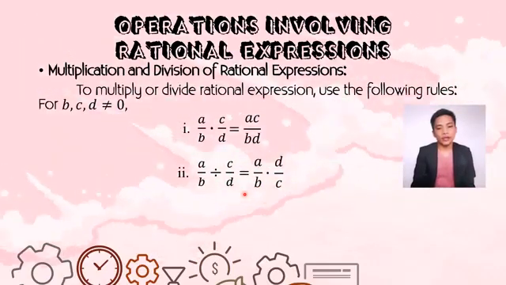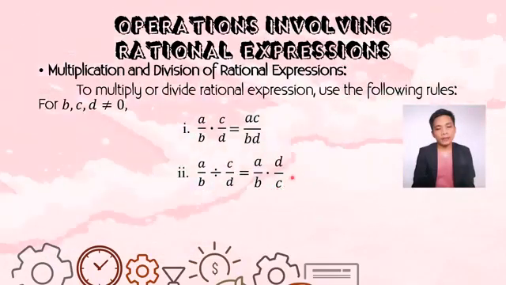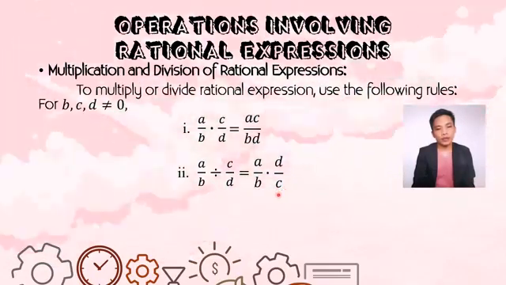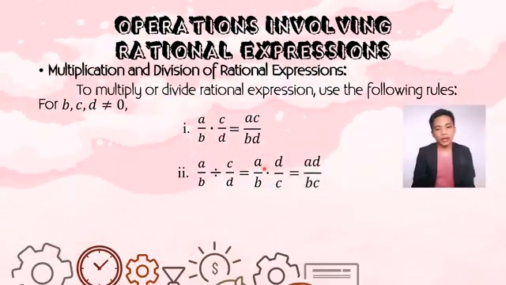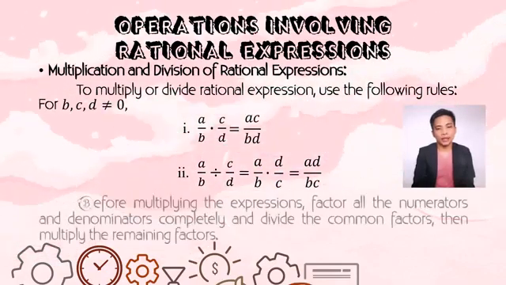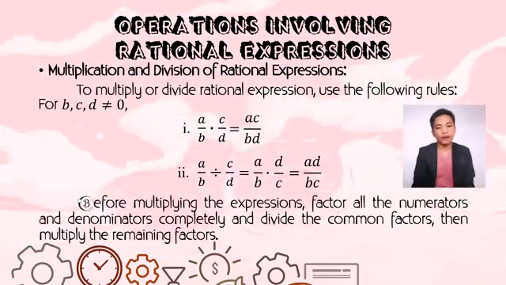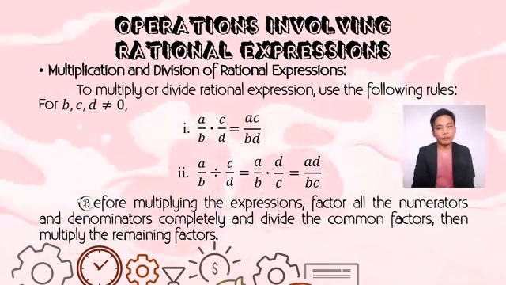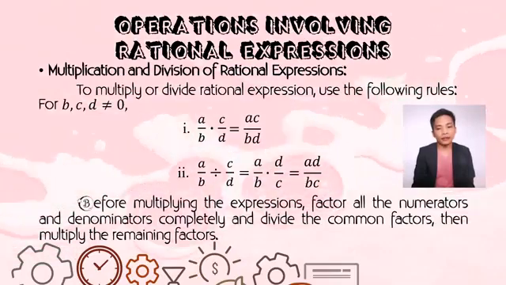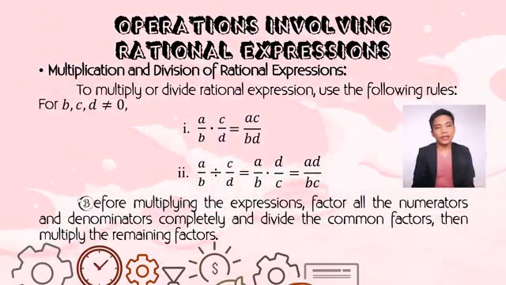Okay, so when we have the multiplication of rational expressions, you can just simply apply the first rule. That is A times D is equal to AD, and B times C is equal to BC. Okay? So, before multiplying the expressions, factor all the numerators and denominators completely and divide the common factors. Then, multiply the remaining factors. Okay? So, that's all.